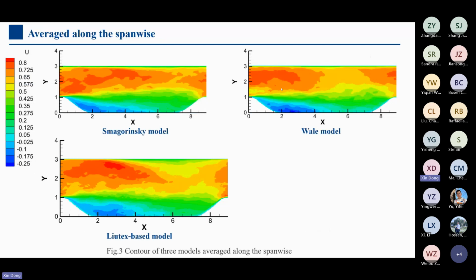At the bottom of the periodic hills, the region of the complex velocity obtained by the Liutex based model is a little larger than that obtained by the other two models. However, the speed of the WALE model detection will be slightly larger.